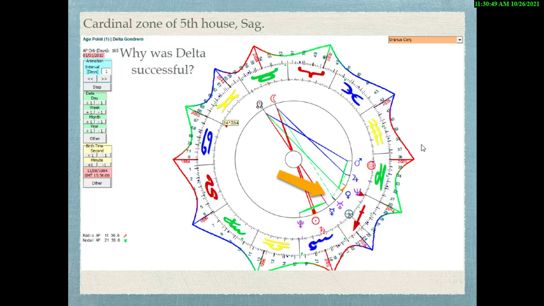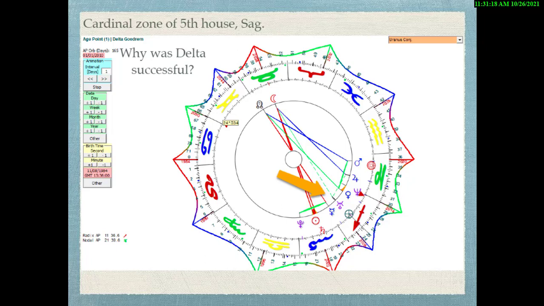Well, we looked at her progressions, and it said that her Sun was moving on top of Uranus. Her age point was also conjuncting Uranus at that point. First thing we want to look at is which house position it's in. It's in the cardinal zone, the capable doing zone, where our energies are really released to the world. There's a surge of Sagittarius energy, the ability to think for oneself and away from the collective forces.